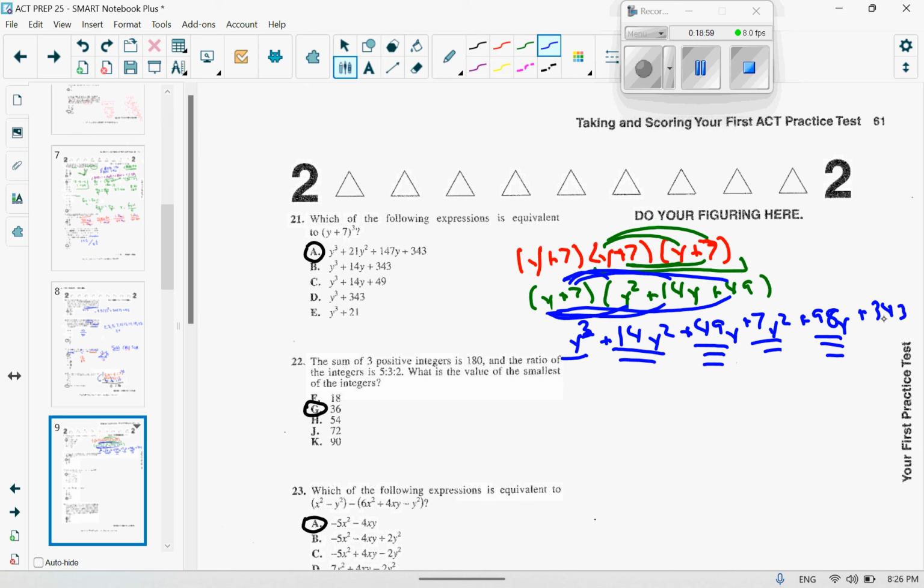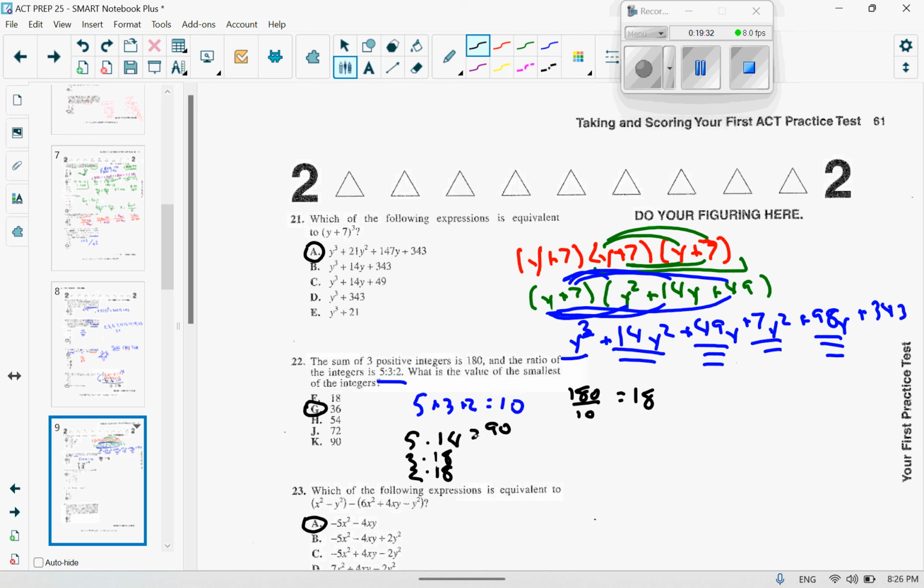The sum of three positive integers is 180, and the ratio is 5:3:2. Well, 5 plus 3 plus 2 is 10, and that ratio stays consistent. Therefore, I just know I need to multiply this by something to get this 180. Well, 180 divided by 10 gives me a multiplication factor of 18. Therefore, 5 times 18, 3 times 18, and 2 times 18 would actually give me the numbers.